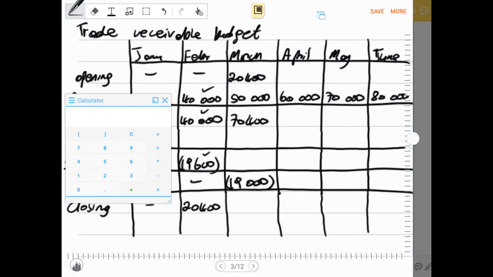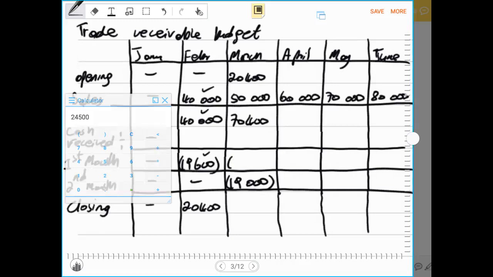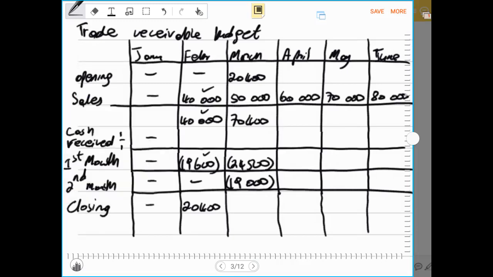We know that out of the sales of March, half of them will pay in the same month. 50,000 divided by 2 will be paid in this month, 25,000, but there will be a discount, times by 0.98, discount of 2%. That means only 98% will be received. Therefore, now that will be 24,500 that will be received in the same month. So now it will be 24,500 that will be received in month 1.